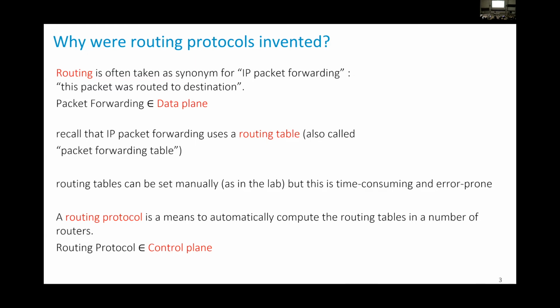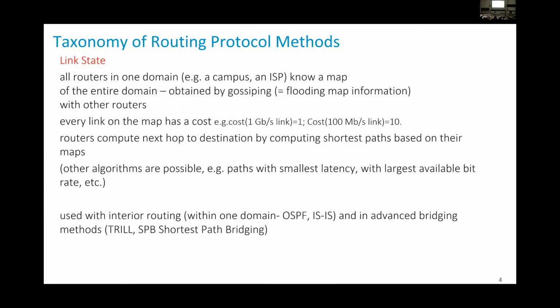Very much like the bridges do. The bridges build their MAC forwarding table completely automatically. We don't call it a routing protocol, but it's the same idea. There are many different ways of doing routing, and the most deployed ones are link state routing inside a domain and path-based routing in BGP, and we'll see other variants of that.